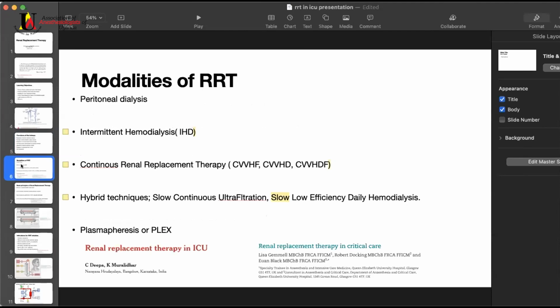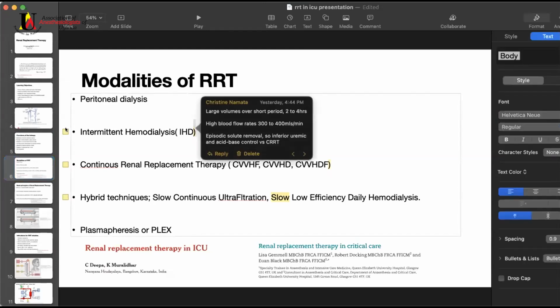So the different modalities of renal replacement therapy include peritoneal dialysis, which we rarely do acutely in the ICU, but some have done it. And then there's what we are more familiar with, the intermittent hemodialysis, IHD. Typically you take off large volumes over a short period of time. These usually run over 2 to 4 hours.